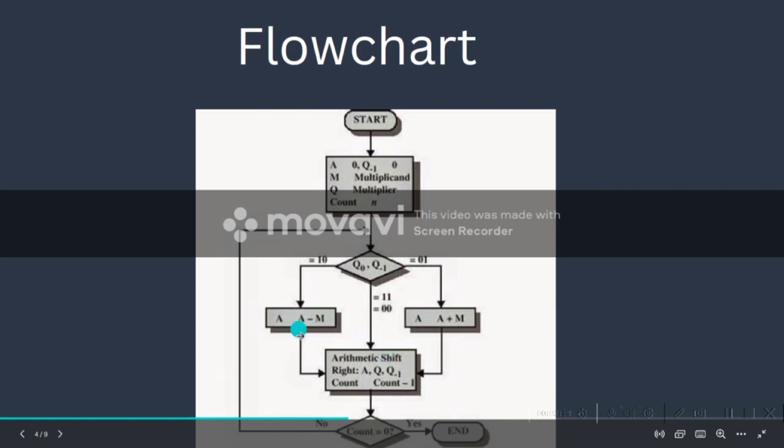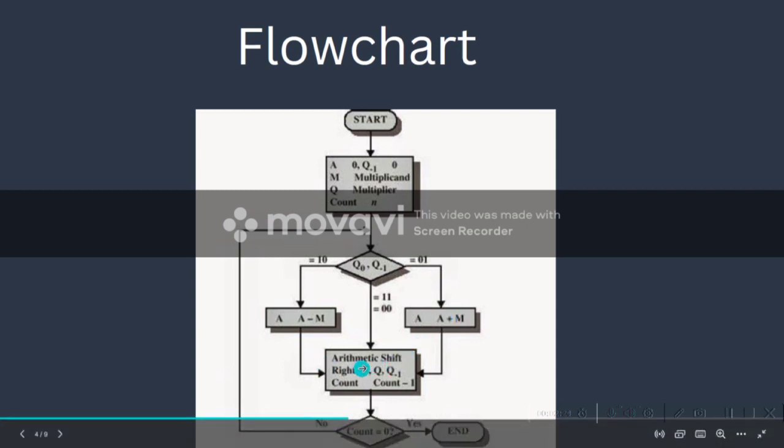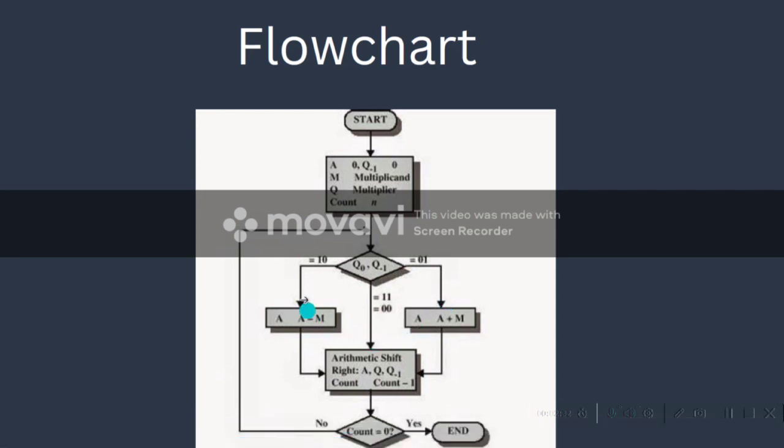Or else if the cycle goes to 10 or 01, then too we have to perform first these operations, that is A equal to A minus M and A equal to A plus M. Then only we can perform the operations of arithmetic shift right and count. If the count is equal to 0, then yes, we have to end the process, and if it's not equal to 0, then we have to start again over here and repeat the process several times.